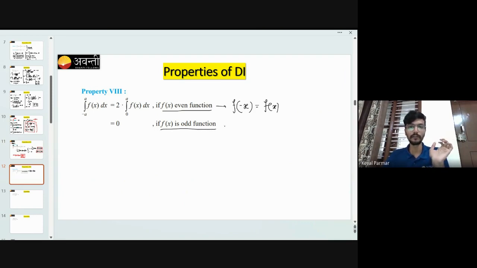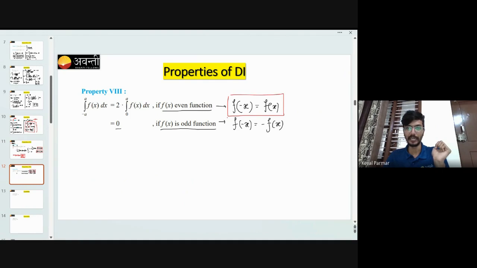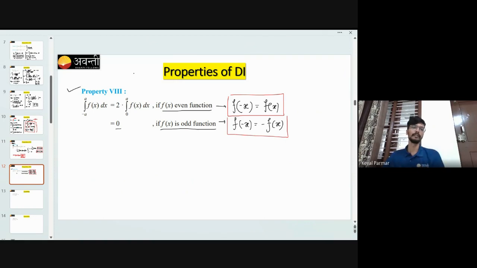And if f of x is an odd function, what is the meaning of an odd function? That f of minus x will be equal to minus f of x. I hope it is clear. Then my integral will be 0. So here we only need to check two things. Again, similar to before, I can check the even function condition or the odd function condition. If any of these conditions is satisfied, then I can use this property. Got it? I have done both properties together because both look similar. But don't get confused. Let's look at the questions.